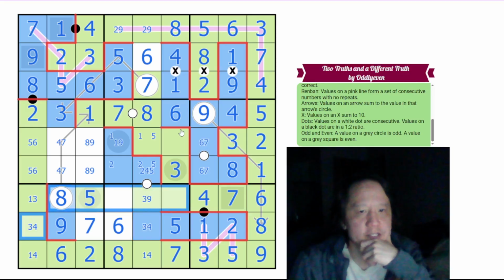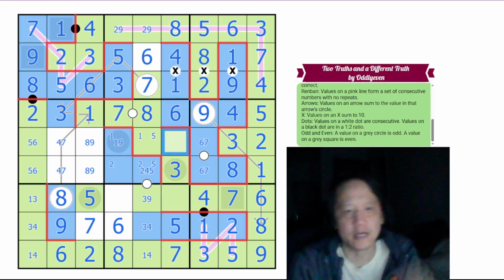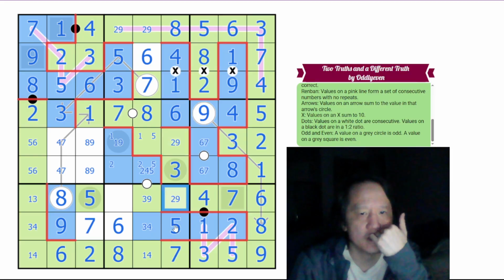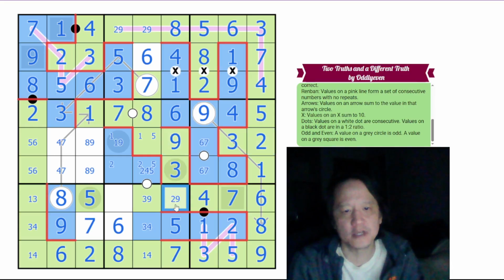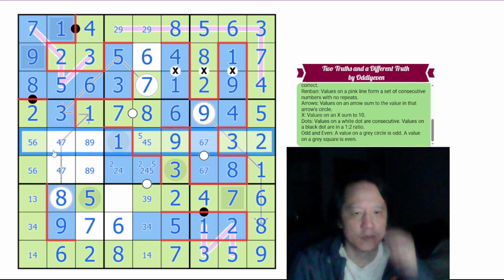Okay, remaining digits in column 6, it's 2 and 9, I believe, right? Yeah. This 2 eliminates 2 here, so this is 9, which makes that 2. This 9 eliminates 9 here, so it's 1, so this can't be 1 anymore. Remaining digits in box 5. We have 2, 4, and 5. This can't be 5 because of 5 in the column. This can't be 2 because 2 in the row.